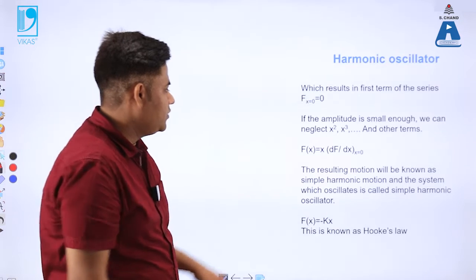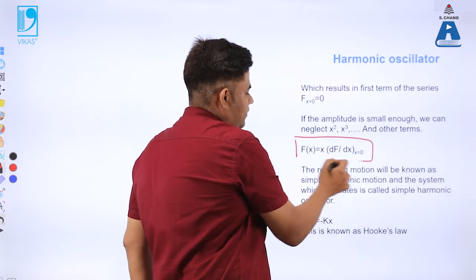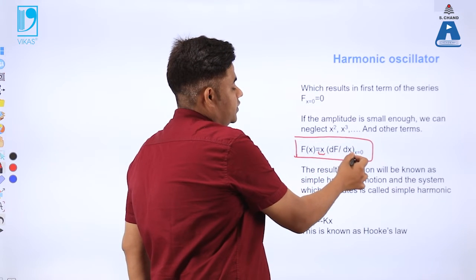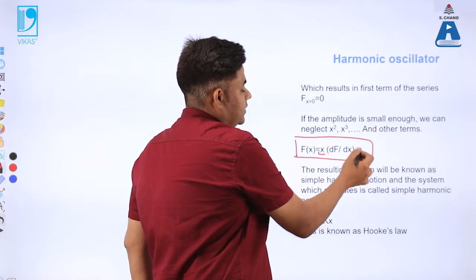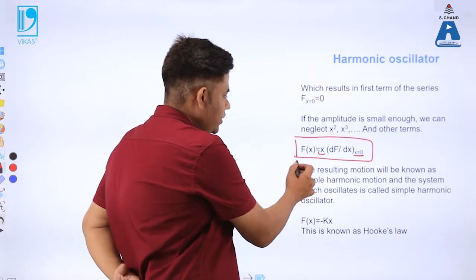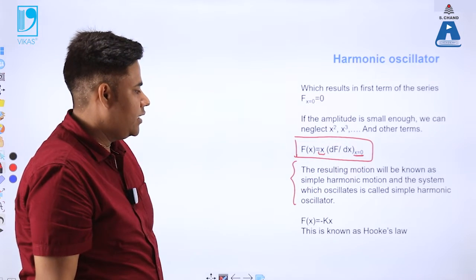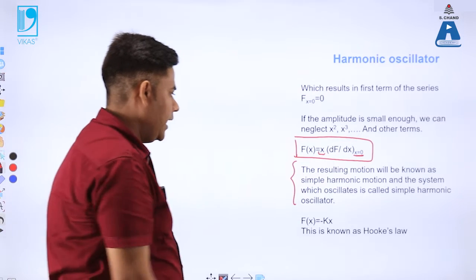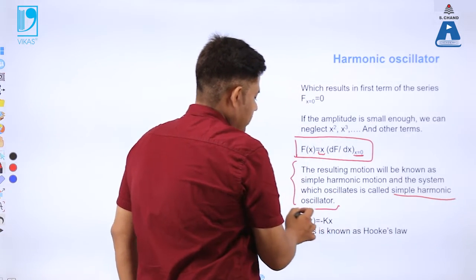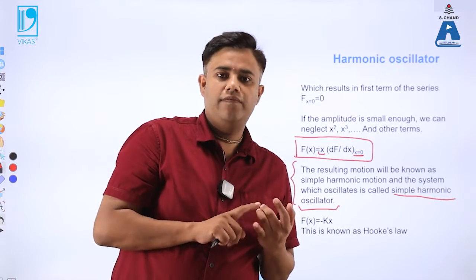So we have neglected all these quantities, and what we are left with exactly is this part, f of x equal to x times the derivative with respect to x at x equal to 0. The resulting motion is called simple harmonic motion, and the system which oscillates is called a simple harmonic oscillator. So there is no point of confusion here. The only thing is the force associated.